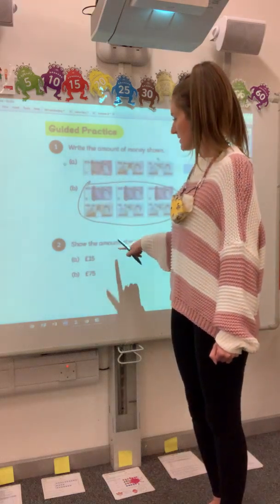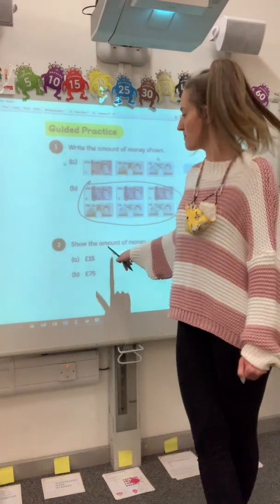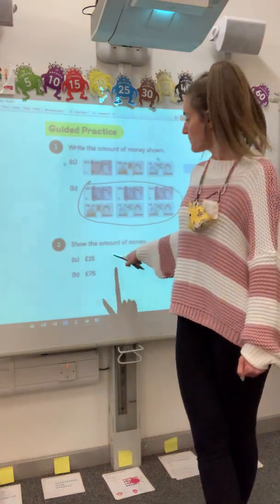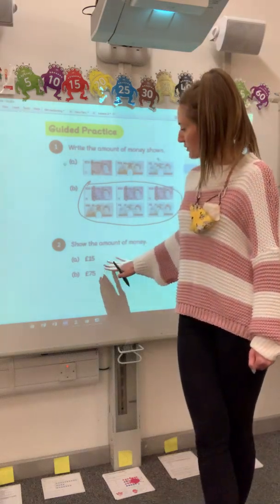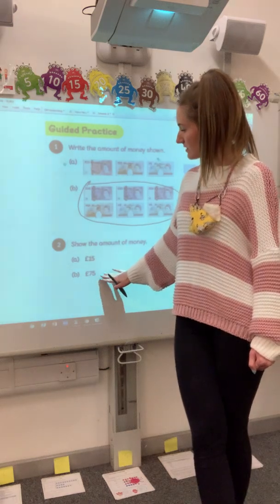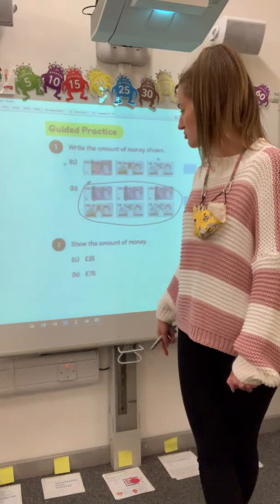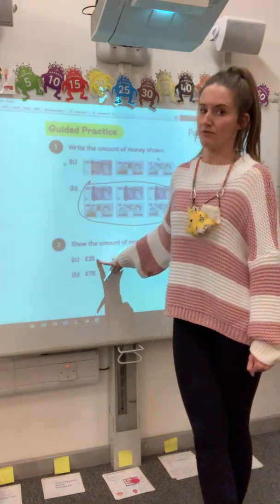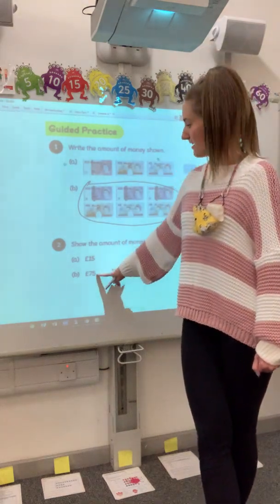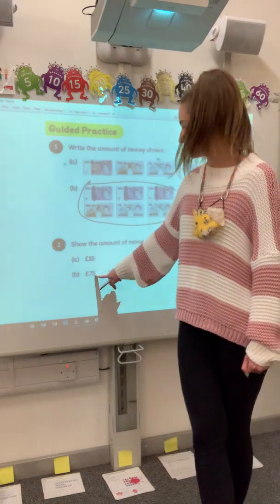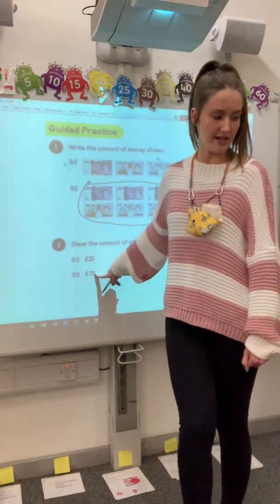This one's a tricky one. I'm not going to worry too much about this one because we'll be doing more of this in other lessons. But it wants you to show the amount of money to make £15 and £70. Give you a clue. I'm not going to go too much into it. First make £10 and then £5. Make £70 and then the 5.